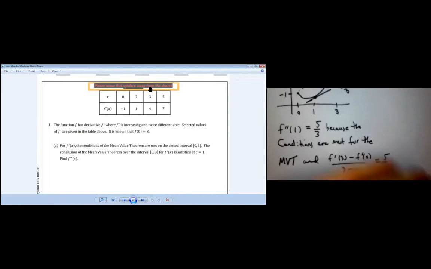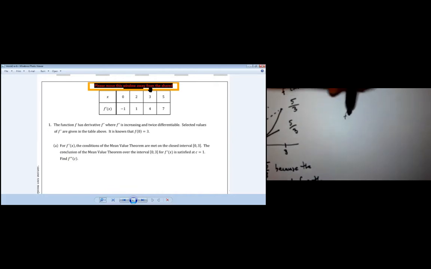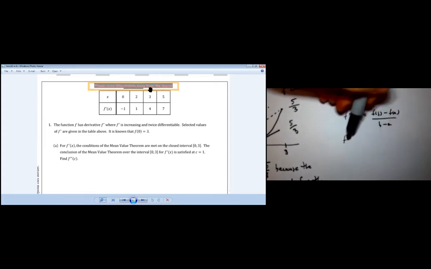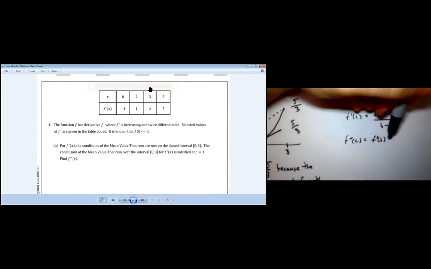It sounds like mostly correct. Say that one more time. So I said since f prime of c equals f of a minus f of b over b minus a, then f double prime of c equals f prime of b minus f prime of a over b prime minus a prime.